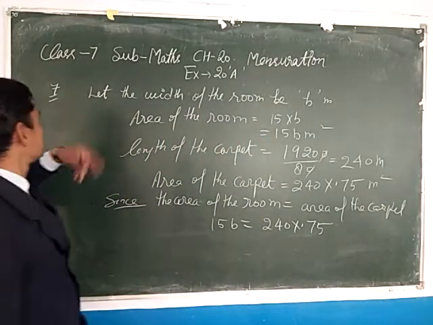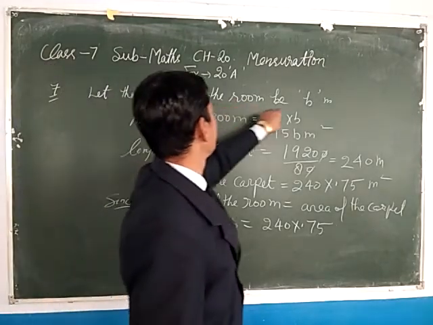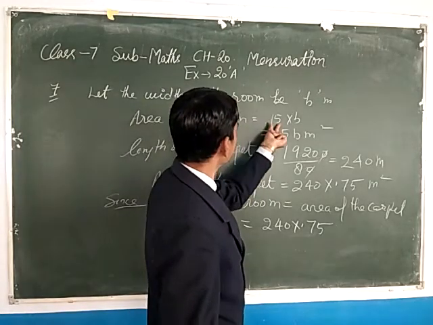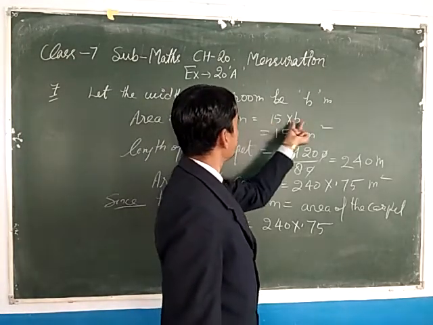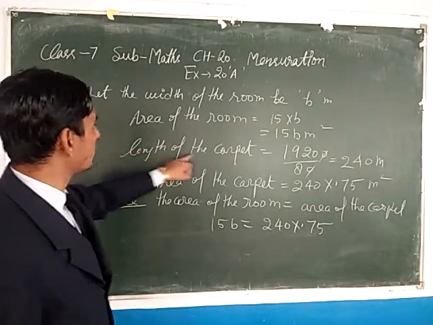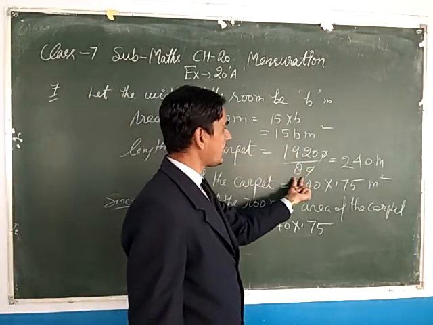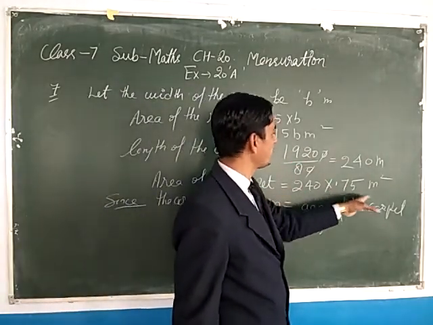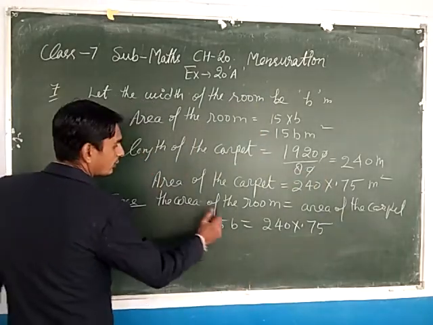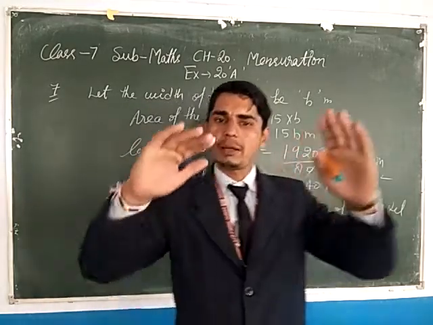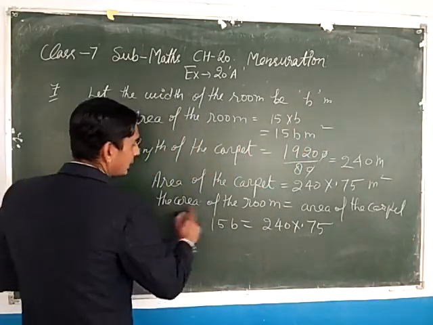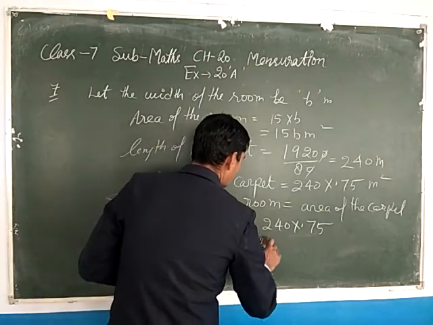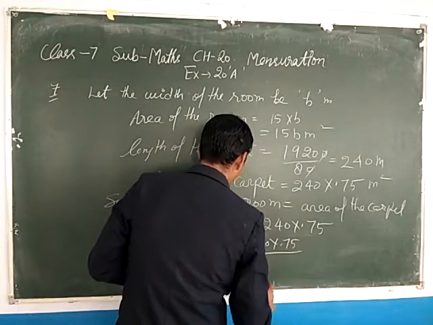Clear beta? Again repeat. First of all, let the width of the room be b meter. So area of the room, you know very well, length multiply breadth. So length 15, breadth b, so 15 b meter square. Length of the carpet is total cost divided by rate, so 240 meter. And area of the carpet is 240 multiply 0.75 meter square. Since the area of the carpet means whatever area the room has, we will cover it with carpet, beta. So the area of the room equals the area of the carpet. So b equals 240 multiply 0.75 divided by 15.